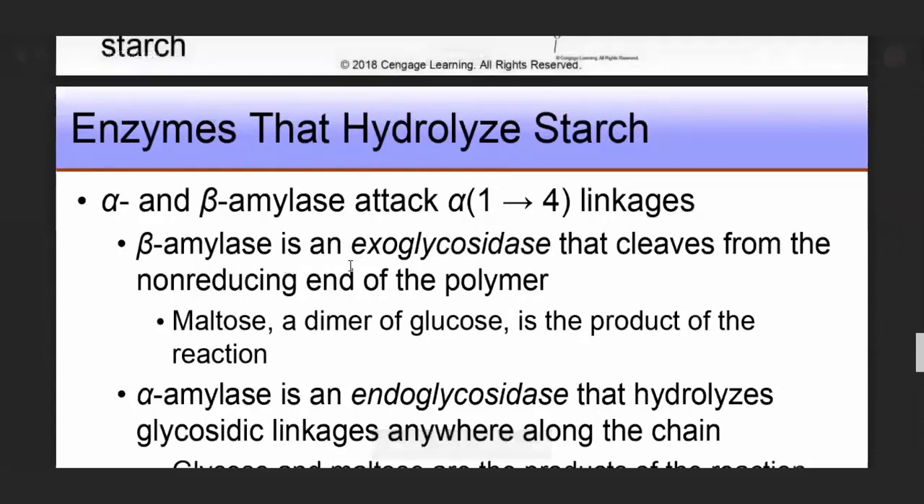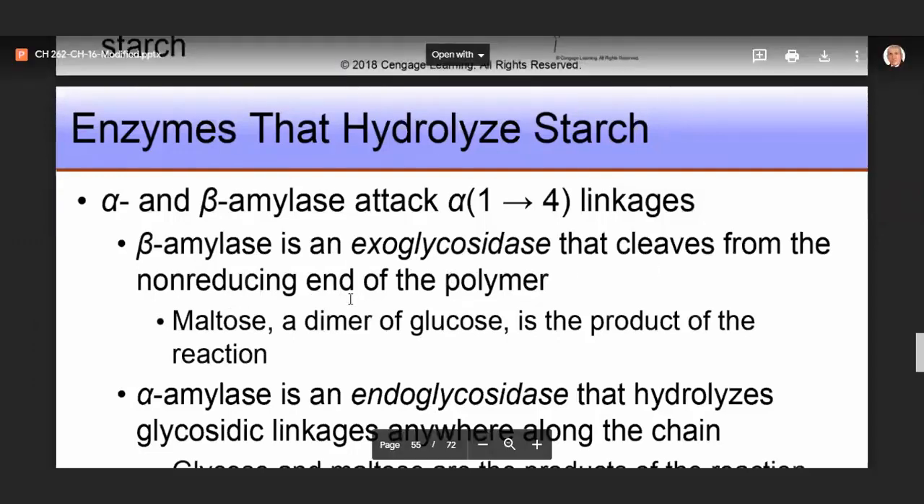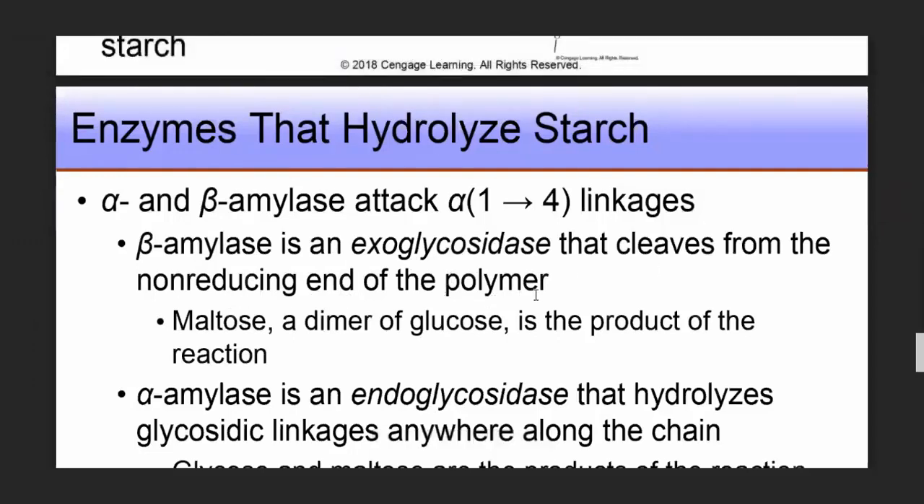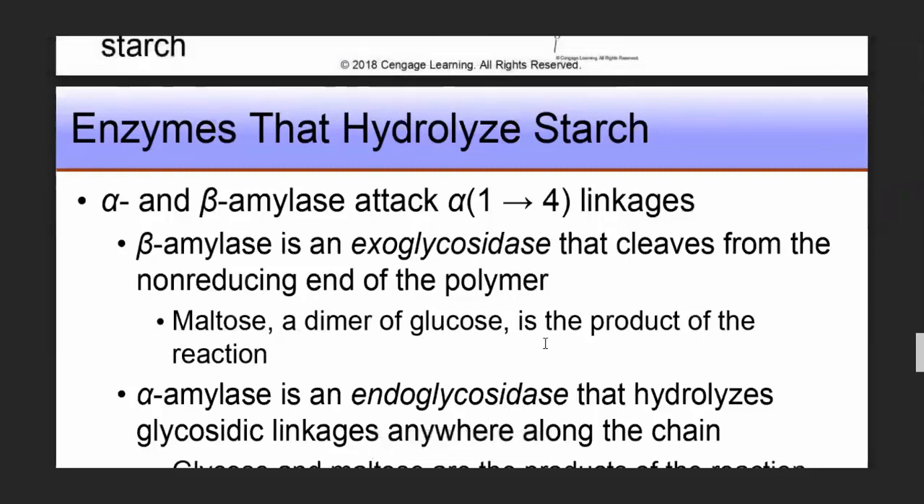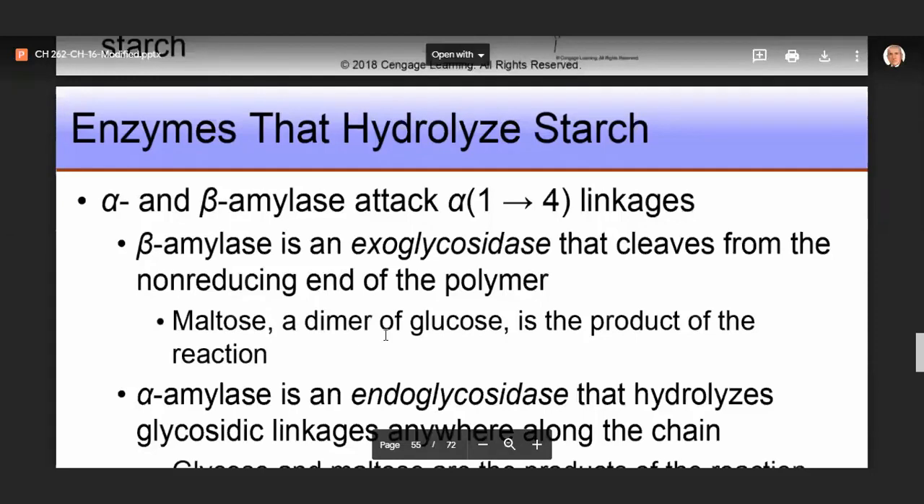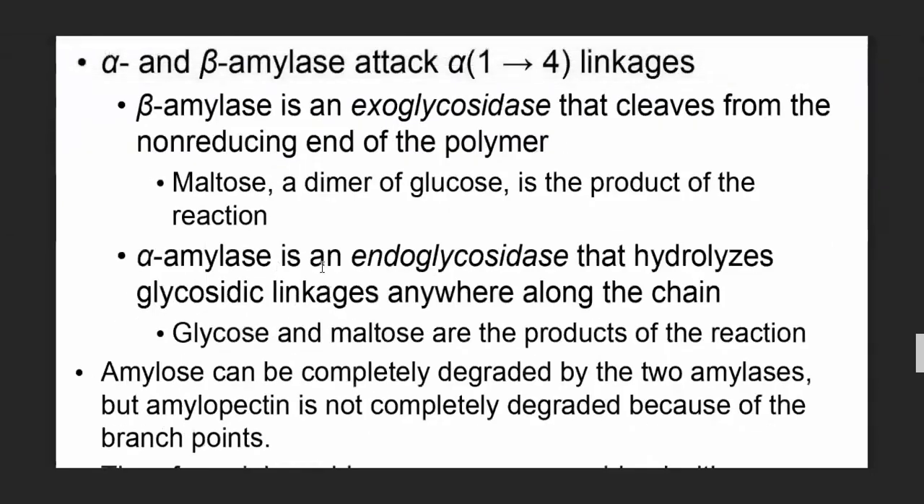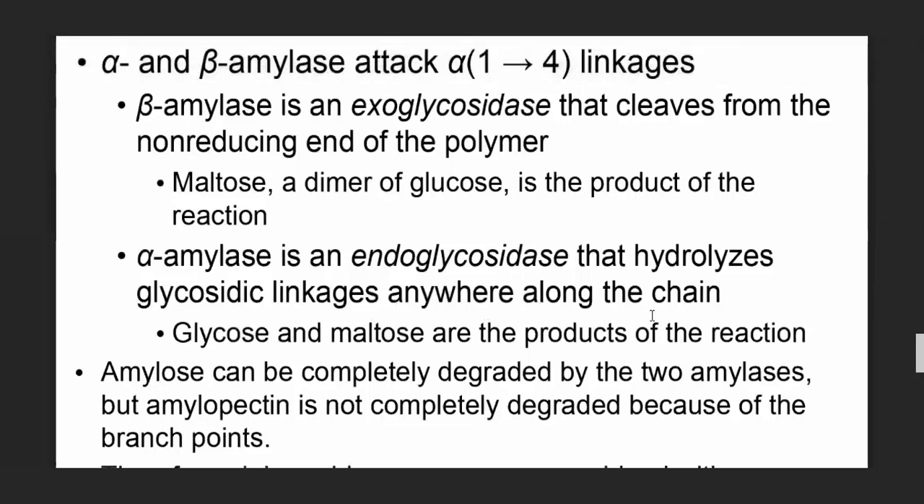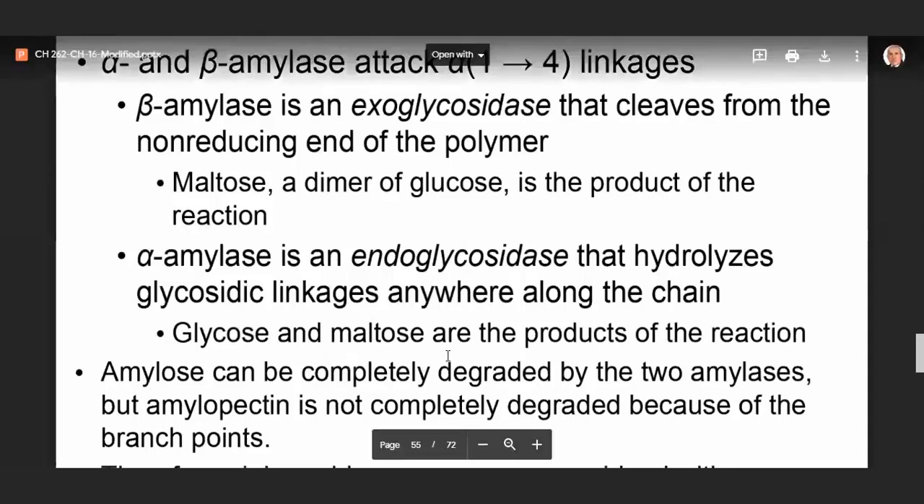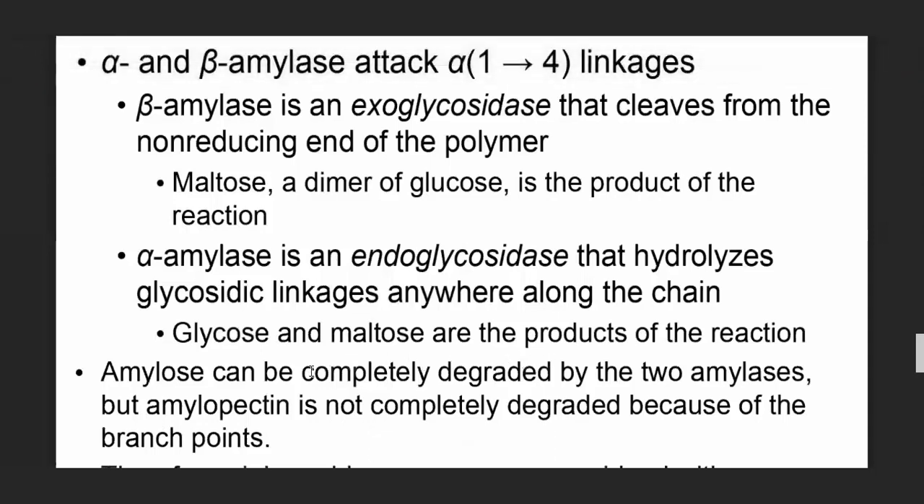Here, beta amylase is an exoglycosidase that cleaves from the non-reducing end of the polymer, whereas maltose, the dimer of glucose, is the product of this reaction. And alpha amylase is an endoglycosidase that hydrolyzes glycosidic linkages anywhere along the chain. Glucose and maltose are the products of the reaction.